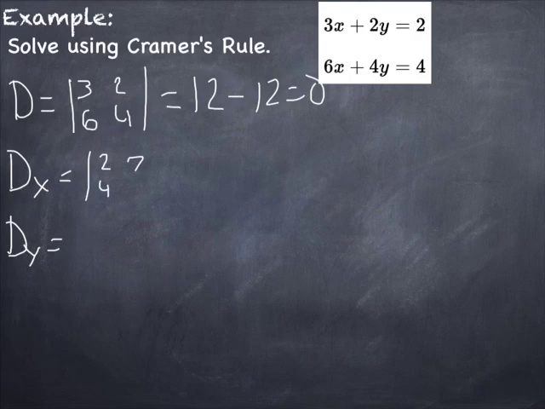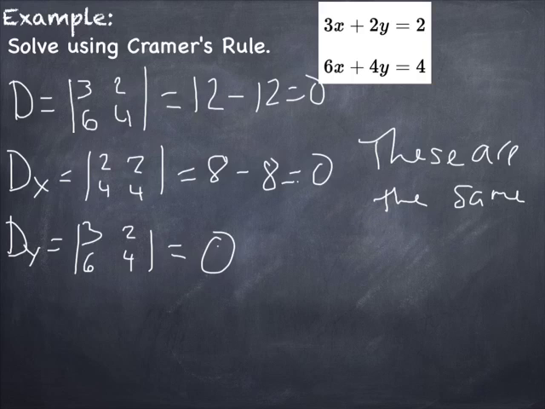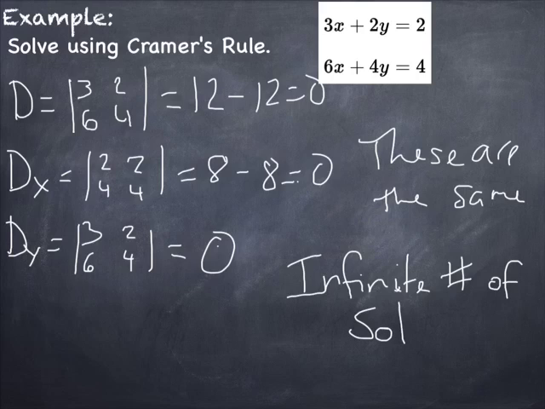So you get 2, 4, 2, 4, or 3, 6, 2, 4. Well, we know 3, 6, 2, 4. We've just done the calculation up above. That's 0. If we do check 2, 4, 2, 4, 2 times 4 is 8, minus 2 times 4, which is 8. That's also 0. They're all 0 in this case. Since they're all 0, these are the same line. And there are an infinite number of solutions.